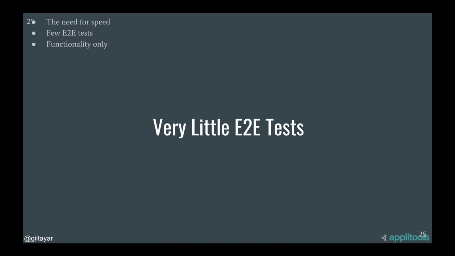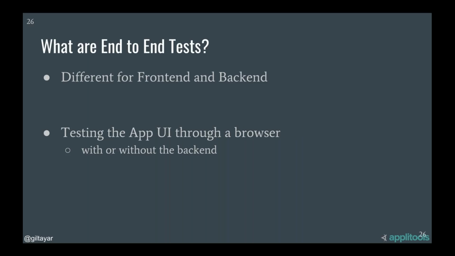Let's go for the next commonality between the diamond school and the pyramid school. Very little end-to-end tests. That's important. And first of all, let's talk about what they are, because they concern us, especially in this webinar. First of all, they're different from front-end and back-end. An end-to-end test on front-end tests the UI. An end-to-end test on the back-end tests the API of the back-end.